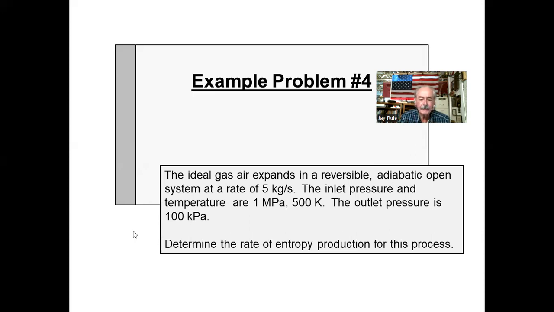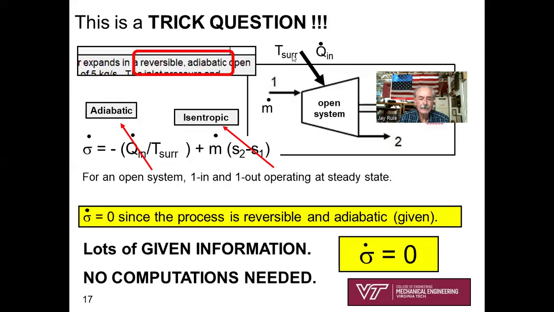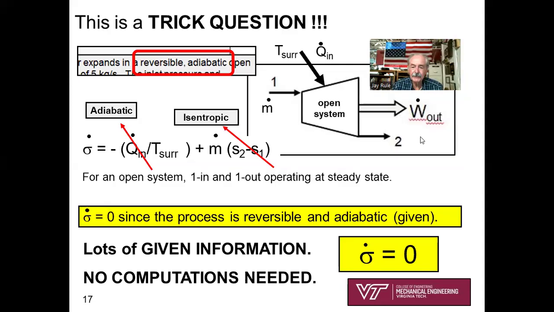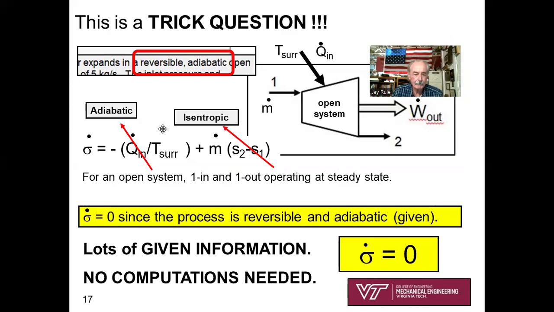If this is a quiz question or a test question, is it going to take us a long time or can we go pretty fast through this? Well, I think you're going to see, if you think about this a little bit, that this is a trick question, because I took a screenshot of the problem statement and it said a reversible adiabatic process. What does that mean? It means isentropic, doesn't it? Reversible adiabatic, isentropic. So let's go through our fundamental description of sigma dot, the entropy production rate.